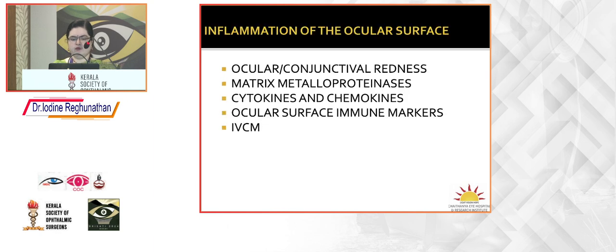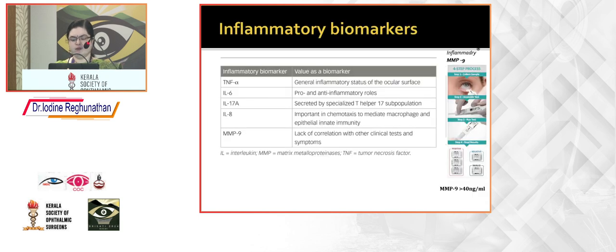Coming to inflammation of the ocular surface. Many inflammatory markers have been implicated in dry eye. The most common ones are TNF alpha, interleukin 6, interleukin 17A, interleukin 8, and MMP9. Of these, the most commonly used is MMP9, which can be done with a point of care office test. A positive value is seen when the MMP9 value is more than 40 nanograms per ml.